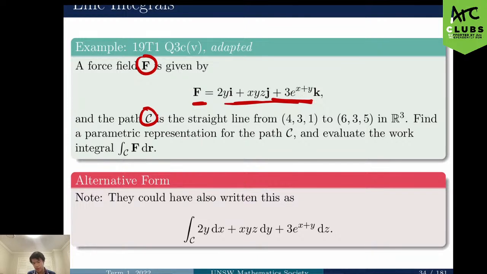And the idea is that we're integrating this vector field over this path. And the first step, as I alluded to before, is just to replace everything with t. So instead of saying, oh, C is a straight line from this point to this point, you can actually parameterize it exactly in terms of t.